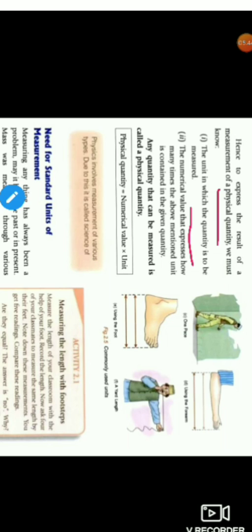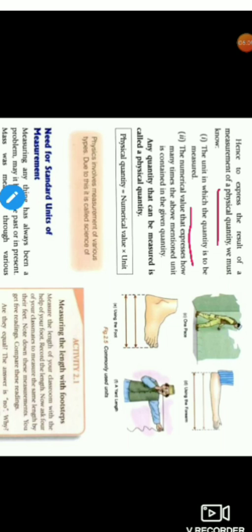Now the second thing we should know is the numerical value that expresses how many times the above mentioned unit is contained in the given quantity. I have told you, suppose you are buying 5 kg of rice, you are using the single unit kilogram 5 times. That is called 5 kg of rice.